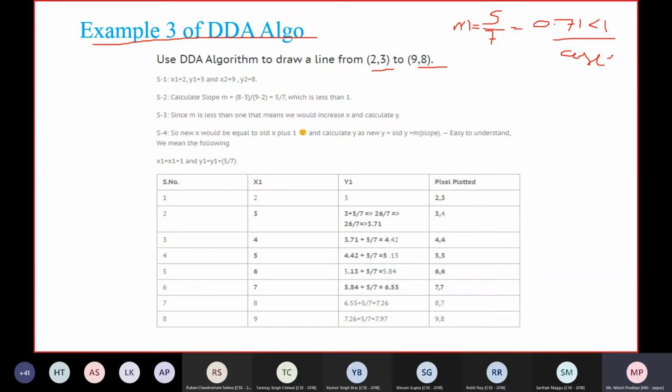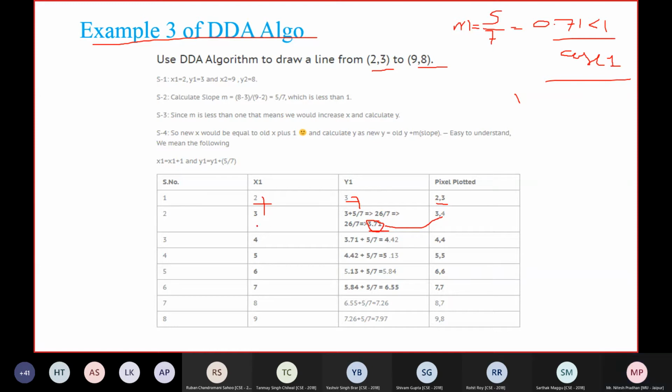Case 1 means you have to increase x by plus 1 and y by 0.71, means m के equal increase करना है. So you can see over here, you start your journey with 2, 3. So these are the initial points 2, 3. What will be the next point? Now you have to increase x by plus 1, y by 0.71. So once you do it, it will be 3.71. But fractional value पे DDA काम नहीं करता है, so it is equivalent to 4 as you can see over here. So the next point is 3, 4.